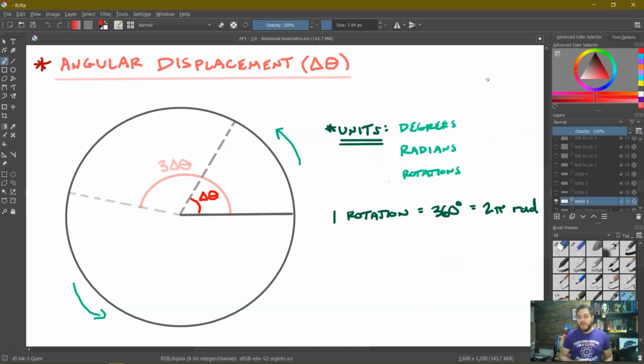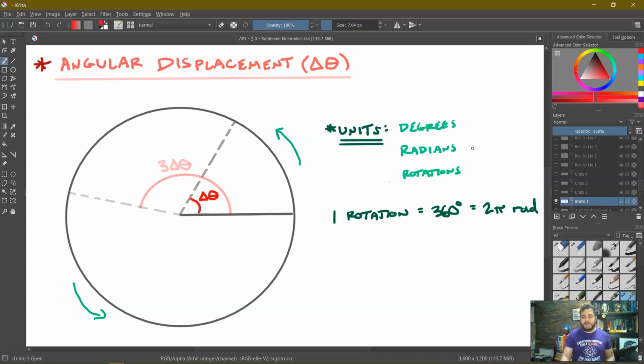Well, we can do this in a few different ways. One, we could do the number of degrees it goes through. We could do the number of radians it goes through. Or we could say, well, what is the number of rotations? For instance, 1 rotation, half a rotation, third of a rotation, etc. And we can convert between the 3 of these by remembering that 1 rotation is equal to 360 degrees, which is equal to 2 pi radians.